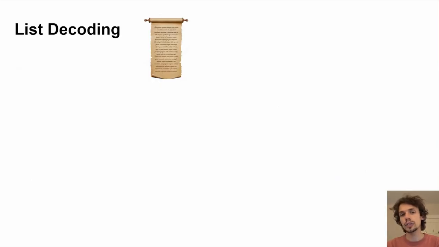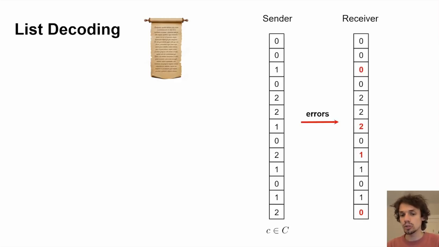Now, there's another notion of decoding called list decoding. In list decoding, the setup is the same. The sender chooses some code C and sends it to the receiver. Along the way, there are some errors. Those errors can be random, they can be adversarial. But the point is the receiver sees a corrupted version of the sent codeword.